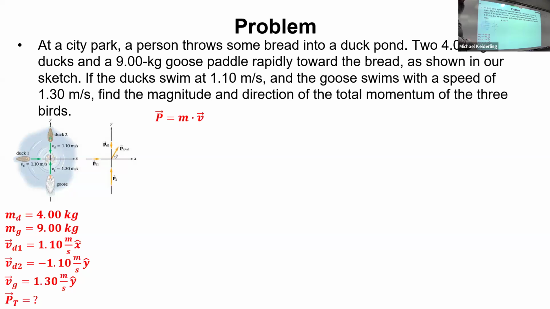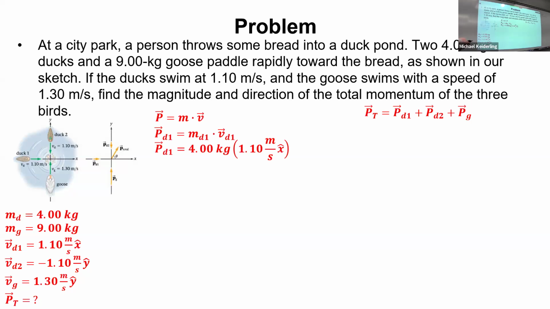So momentum is mass times velocity. So our total momentum is going to be momentum of duck 1 plus momentum of duck 2 plus momentum of the goose. So let's find each momentum. Momentum of duck 1 is mass of duck 1 times velocity of duck 1. So that's 4 kilograms times 1.1 meters per second in the positive x direction. That's 4.4 kilogram meters per second in the x direction.